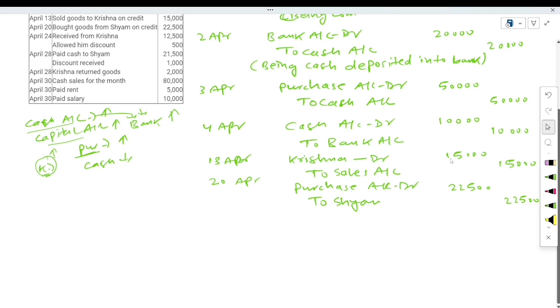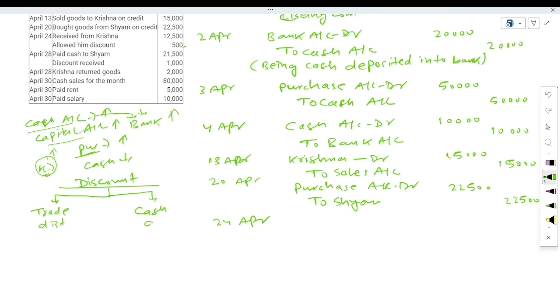Now come to the next transaction on 24th April. What is happening here on 24th April? Received from Krishna 12,500, allowed him discount. How much? 500. Here there is a concept of discount. Just understand this concept. Discount. There are two types of discount that we will understand. First one is trade discount and second one is cash discount.